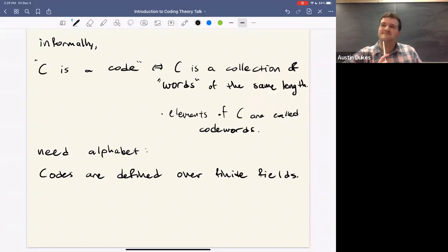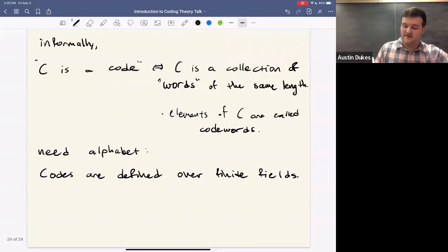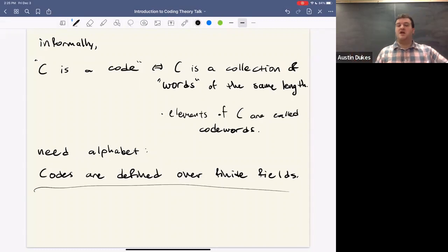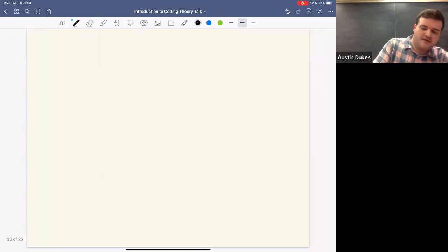So when you say codes are defined over finite fields, you mean we consider the vector space over that finite field? Yeah, 100%. So codes defined over a finite field. And now with all of these things on this page, I can finally write the definition formally, okay? And this hopefully will answer your question.